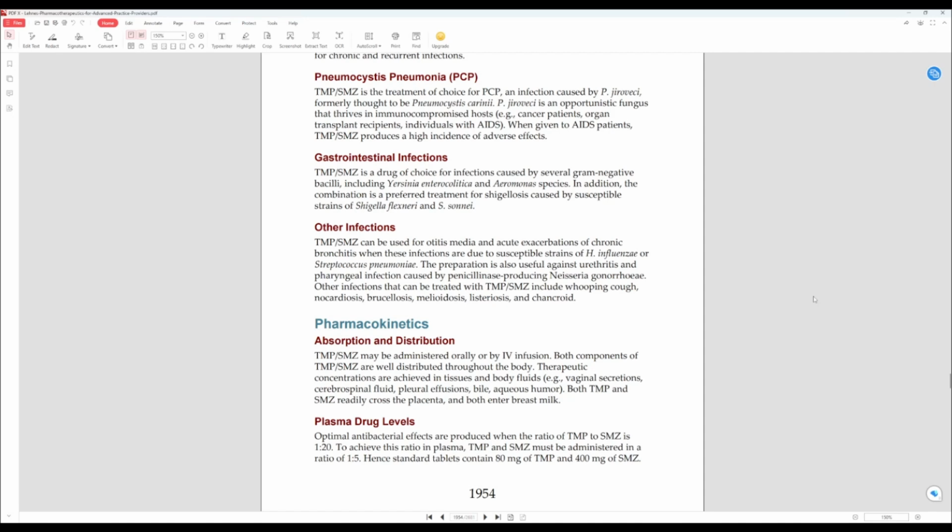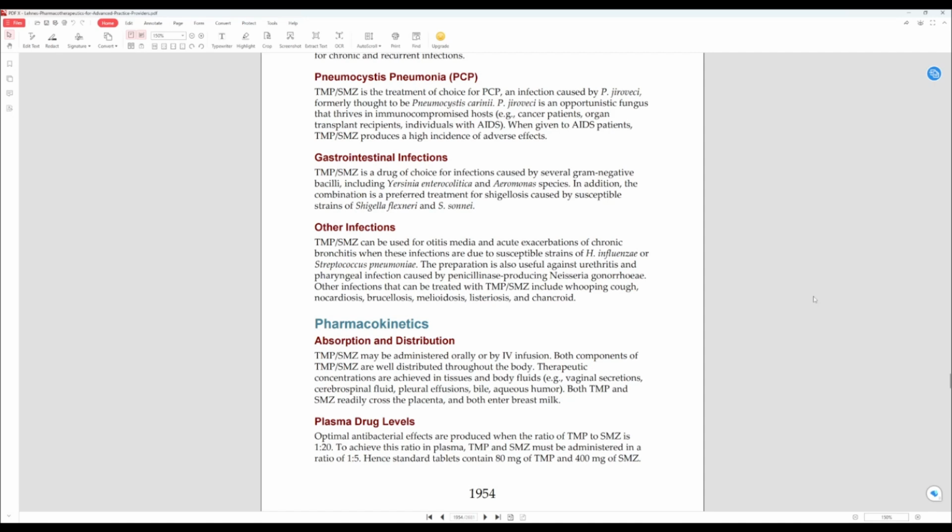Pneumocystis pneumonia, or PCP. TMP-SMZ is the treatment of choice for PCP, an infection caused by P. jirovecii, formerly thought to be Pneumocystis carinii. P. jirovecii is an opportunistic fungus that thrives in immunocompromised hosts. When given to an AIDS patient, TMP-SMZ produces a high incidence of adverse effects.